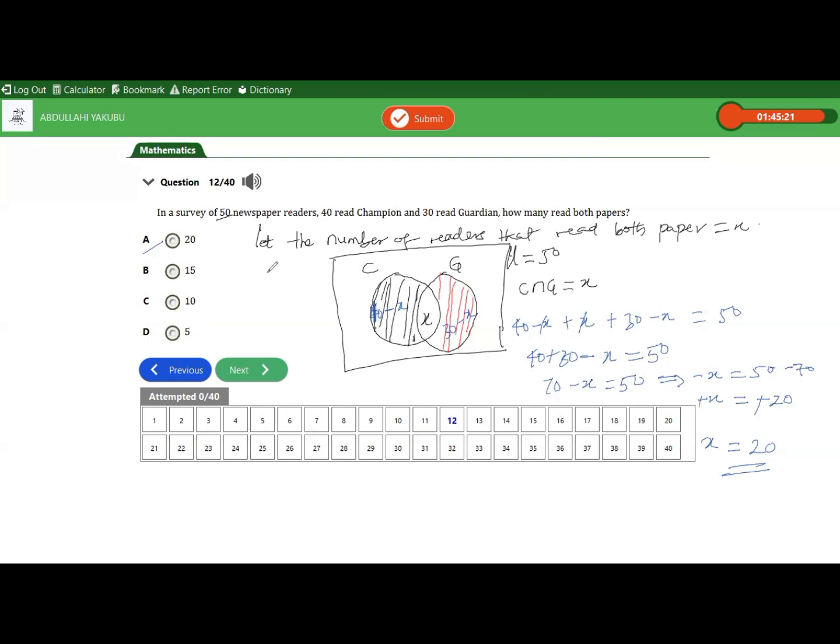Assuming in an exam, the question asks us to find the number of people that read Champion only. The number of people that read Champion only will be 40 minus 20, which is 20. And the number of people that read Guardian only will be 30 minus 20, which is equal to 10. Now, for you to know whether your answer is correct, you add 20 plus 20 plus 10, and it will give you the total, which is 50. Is this understood? Okay.